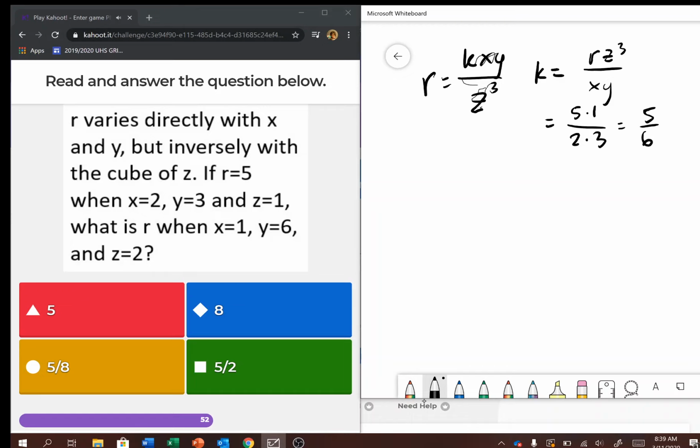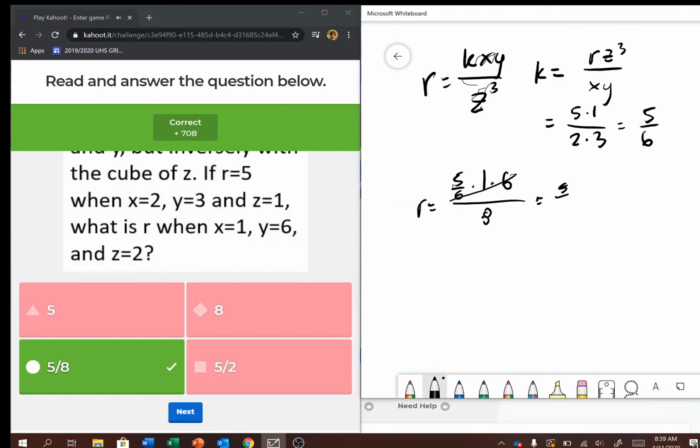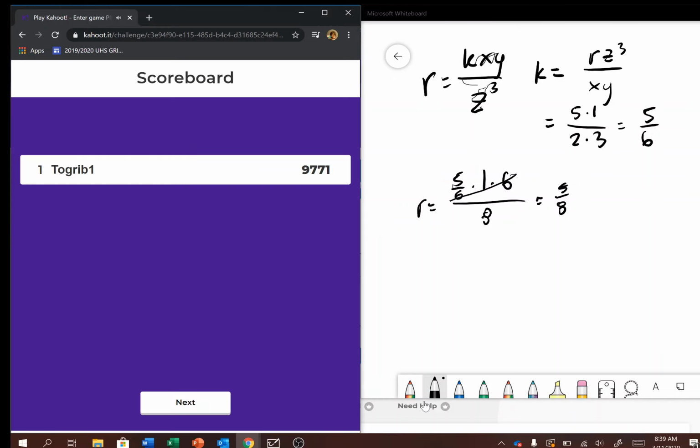Alright, so what is r when x is 1? Well, r is 5 sixths times 1 times 6. So that's just going to be 5 on top, divided by 8. 5 eighths. Boom. Okay.